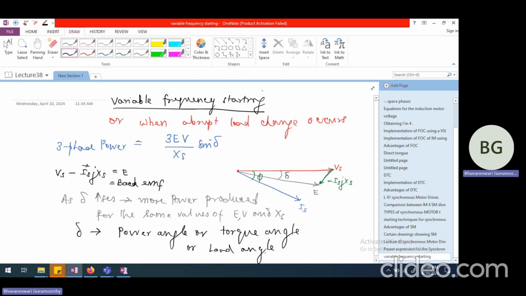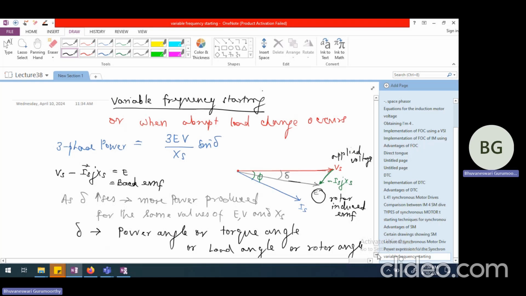So power angle, torque angle or load angle. Sometimes it is also known as the rotor angle, because, as we said earlier, this is the equivalent of the rotor-induced EMF, the EMF due to the rotor field manifested in the stator armature winding, and this is the applied voltage to the stator. So this is the angle between the rotor's MMF or rotor flux and the stator flux. The stator flux is almost in line with Vs, whereas the rotor flux is in line with E. So this is generally known as the rotor angle.